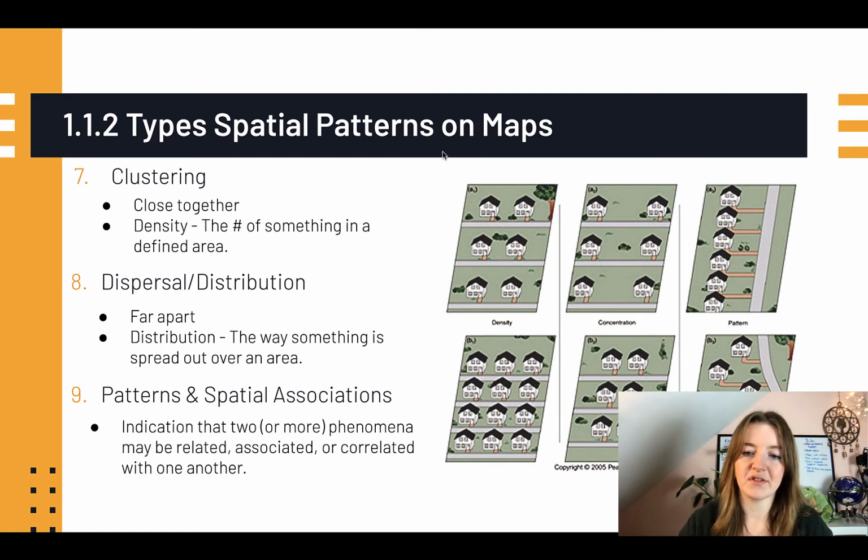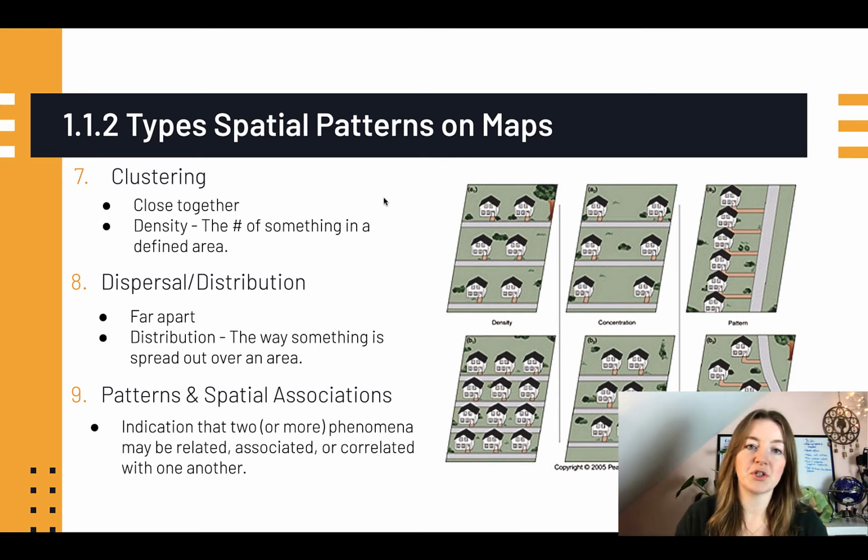Let's look at this for a minute. This is density. I have 6 houses in this area. Now, I could take all of these houses and I could shove them up on this block right here. And they would still be the same density, but they'd be more clustered if I pushed them all up together like that. And we're going to look at that with the other terms we're looking at here.